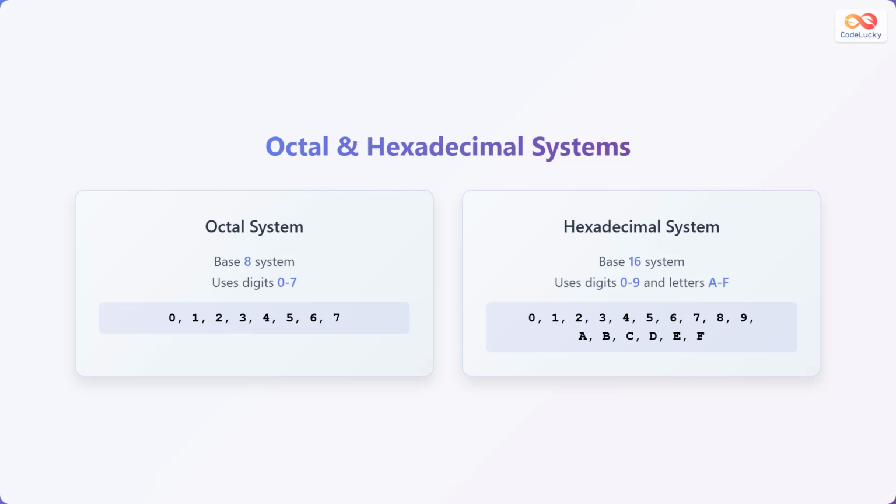The hexadecimal system is a base 16 system. It uses the digits 0 through 9, as well as the letters A, B, C, D, E, and F, to represent values from 10 to 15. The hexadecimal system is commonly used in computer programming and digital electronics because it provides a more concise way to represent binary data.